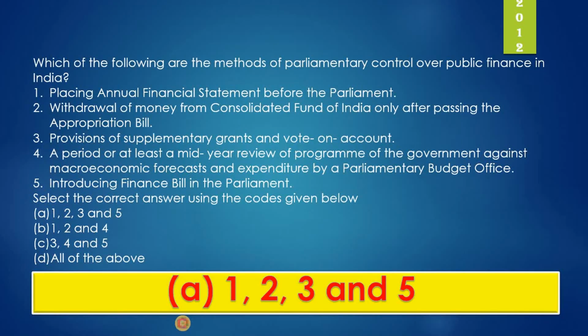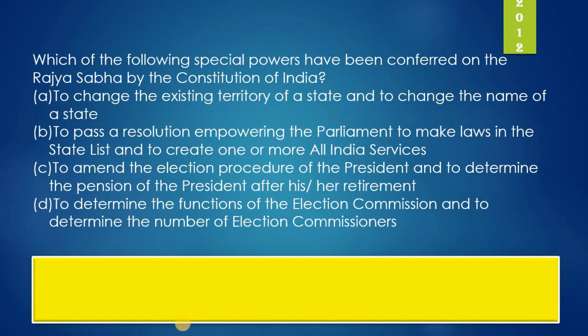Next question. Which of the following special powers have been conferred on the Rajya Sabha by the Constitution of India? Which of the special powers does the Rajya Sabha have? A, to change the existing territory of a state and to change the name of a state. B, to pass a resolution empowering the parliament to make laws on the state list and to create one or more all India services. C, to amend the constitution procedure of the president and to determine the pension of the president after his or her retirement. D, to determine the function of the election commission and to determine the number of election commissioners.